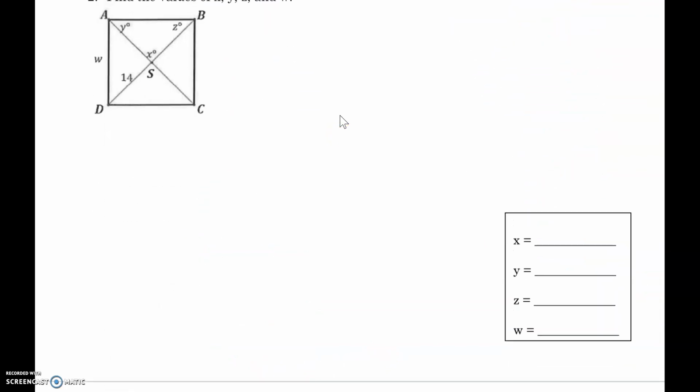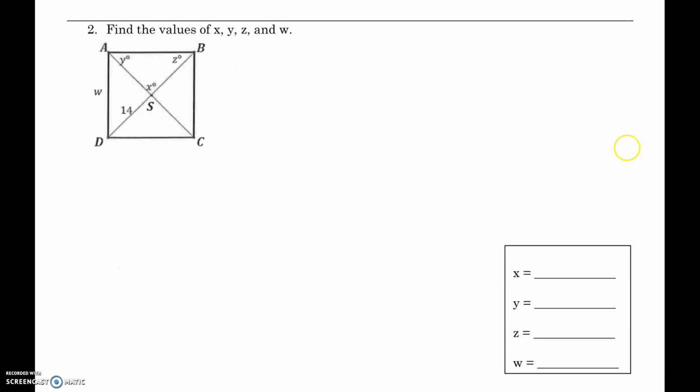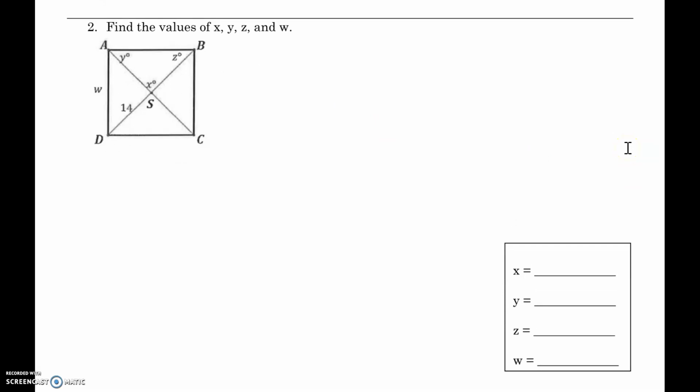Remember, all the triangles formed in a square are going to be 45-45-90 triangles. Moving on to example 2, we want to find the values of x, y, z, and w. So let's start with x. We know that the diagonals are perpendicular, right? They intersect to form right angles. So we know that x measures 90 degrees.